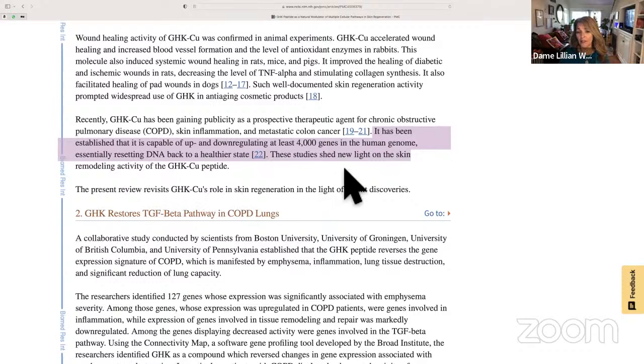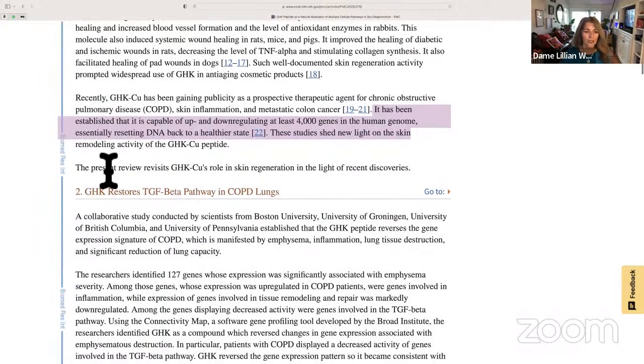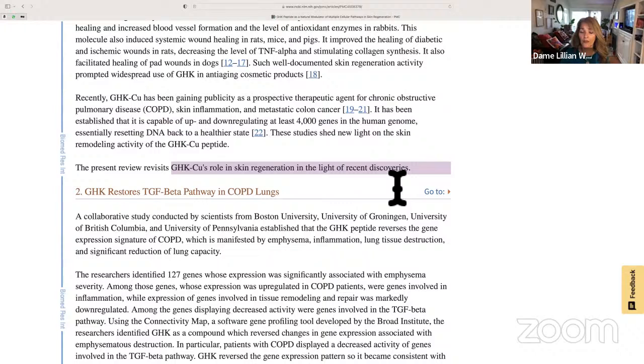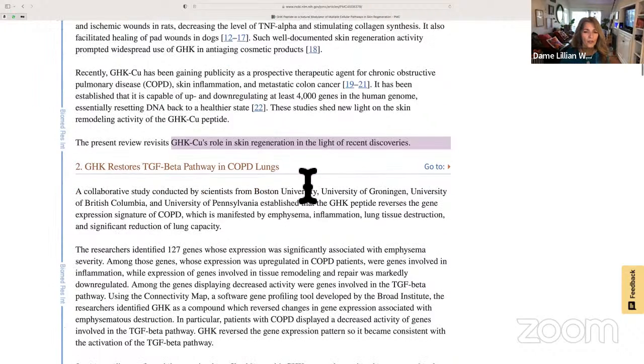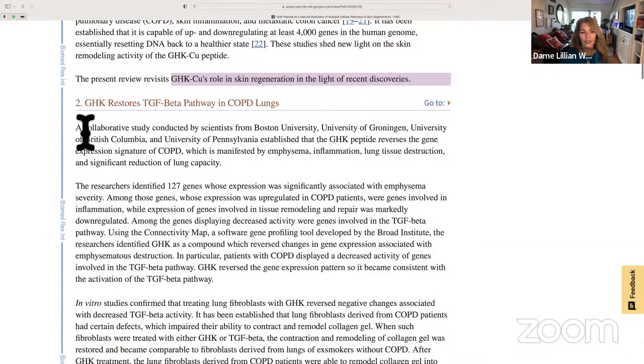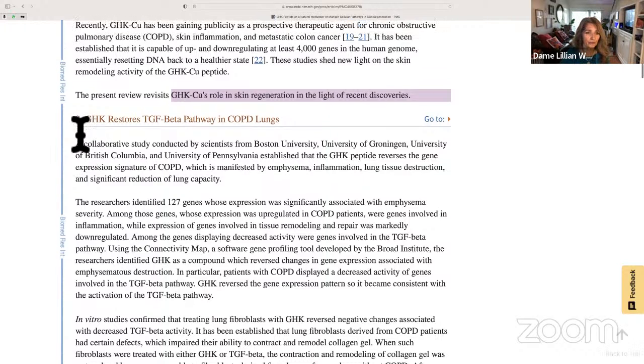And it talks about how this sheds new light on the skin remodeling activity of GHK-Cu copper peptide. The present review revisits GHK-Cu's role in skin regeneration in the light of recent discoveries. So it's talking here about how it restores the TGF beta pathway in COPD, chronic obstructive pulmonary disease, that we talked about a little earlier, okay?